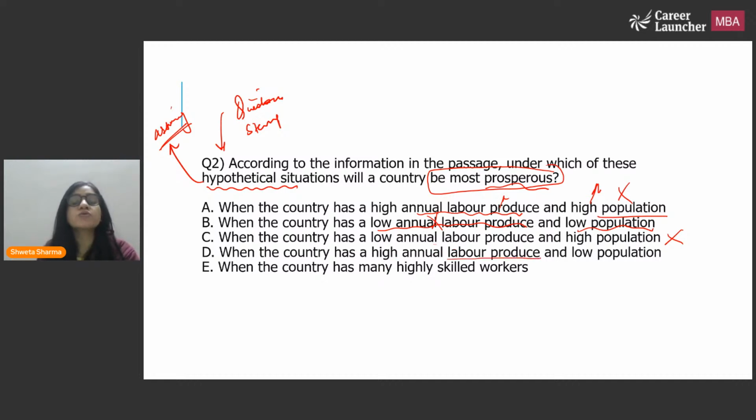High annual labor produce and low population, yes, this is what we're looking for. And it's a hypothetical situation, right? It's a very utopian world where you have population also low and you have high annual labor produce. When the country has many highly skilled workers, no, not just the skilled workers, but also the population has to be low. So the answer to this question is C, Calcutta.